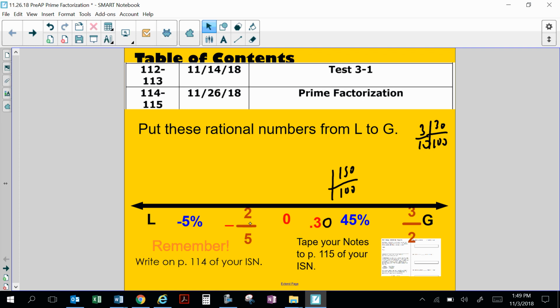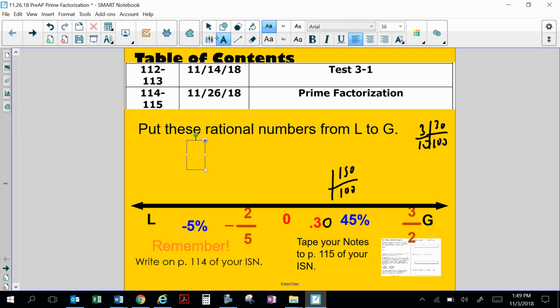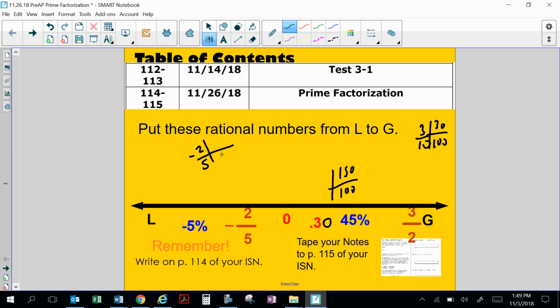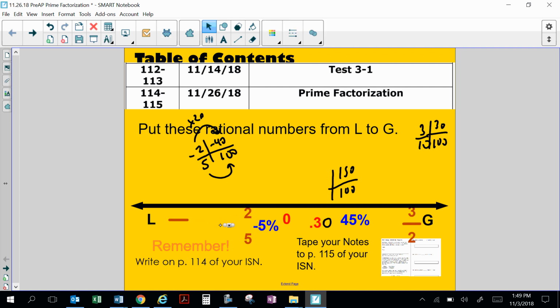Now let's look at this. This is negative 5% and negative 2/5. So negative 2/5, how do I build this to 100? Times 20, times 20. That's negative 40%. So in the negatives, negative 40% would be farther away from 0 than negative 5%. So this is our answer: negative 2/5, negative 5%, 0, 30%, 45%, 150%.